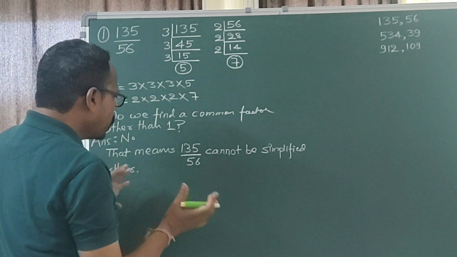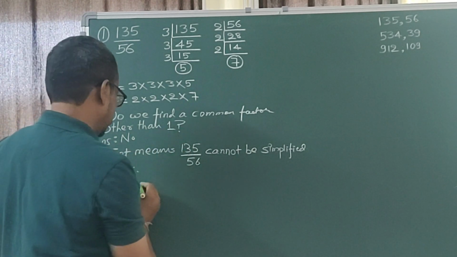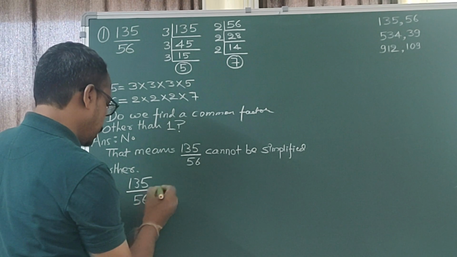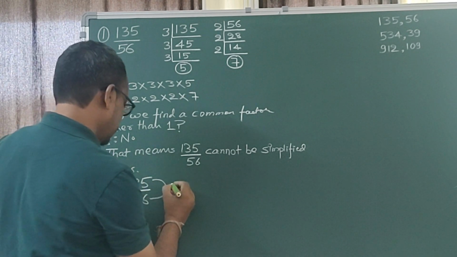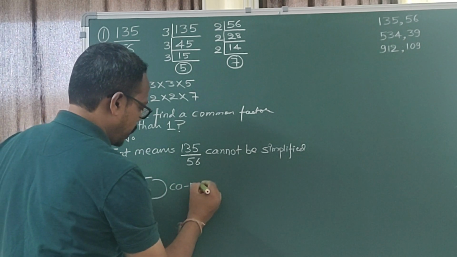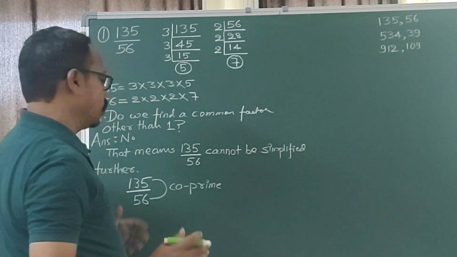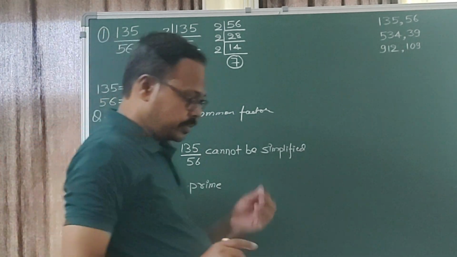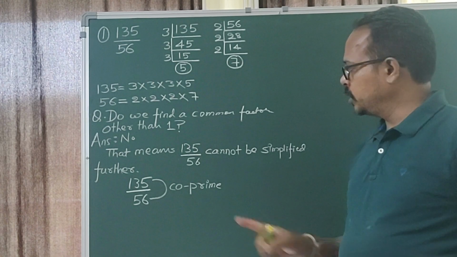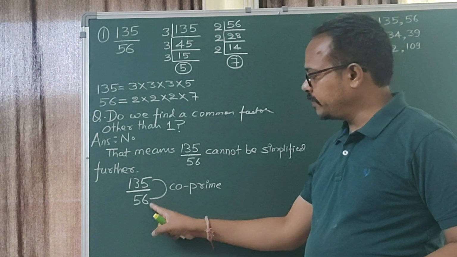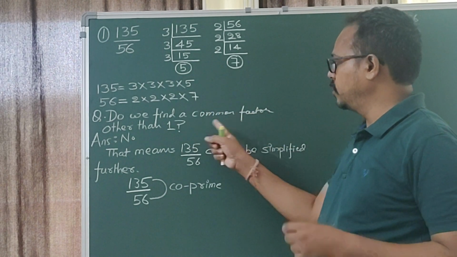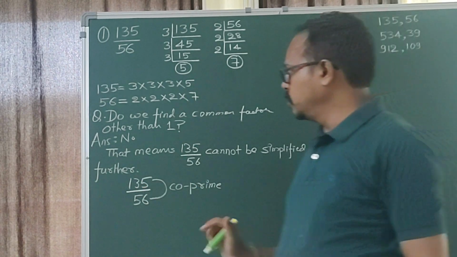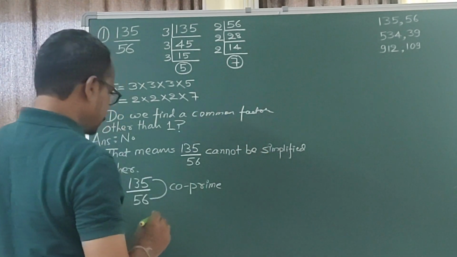What do we mean by that? That it cannot be simplified further. That means both numerator and denominator are co-prime numbers. Co-prime numbers are those numbers which have no common factor other than 1. So in this case, between 135 and 56, we did not find any common factor, right? So they are co-prime. That means we cannot simplify it further. So we are done with the first pair of numbers.